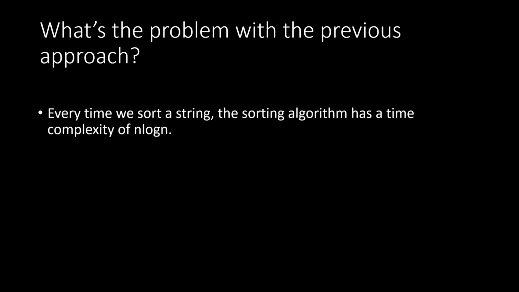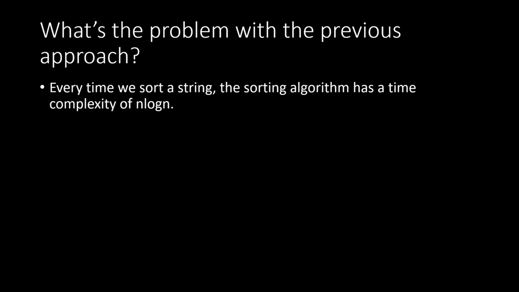Well, what's the problem with the previous approach? Whilst yes, we have a space complexity of O of N times K, every time we're sorting a string, the sorting algorithm will have a complexity of n log n. So for example, we see eat, we need to sort that, that's n log n. And same with tea, that's n log n, sorting it to aet, right? So on and so forth.